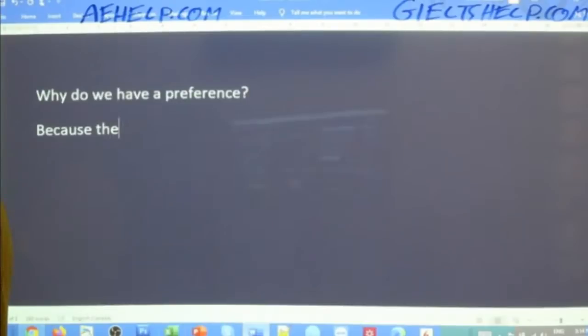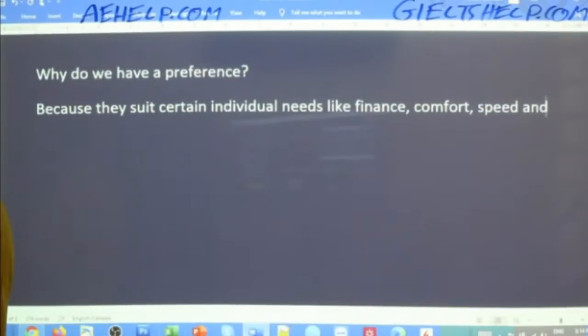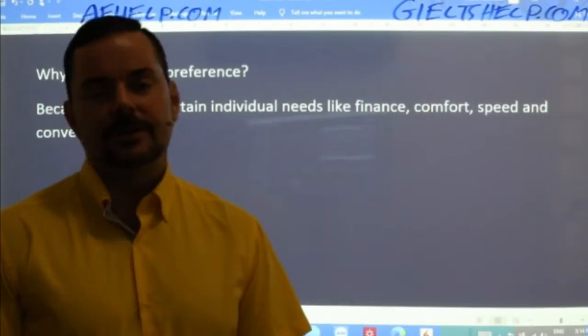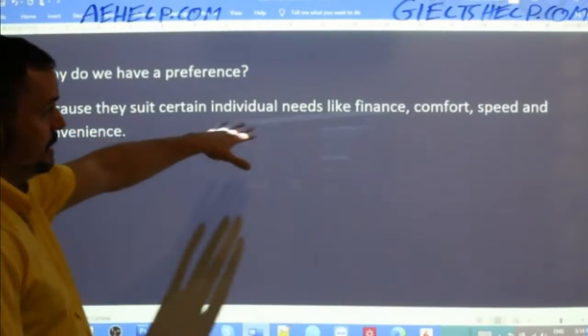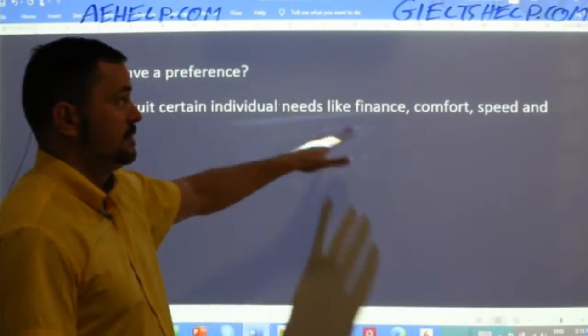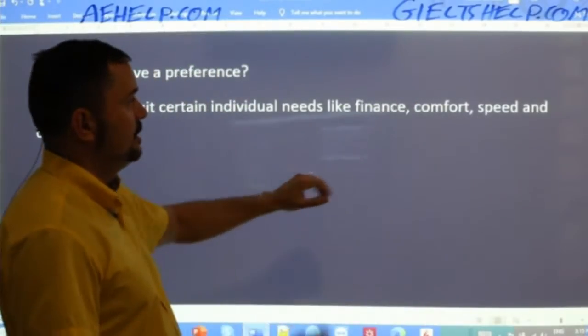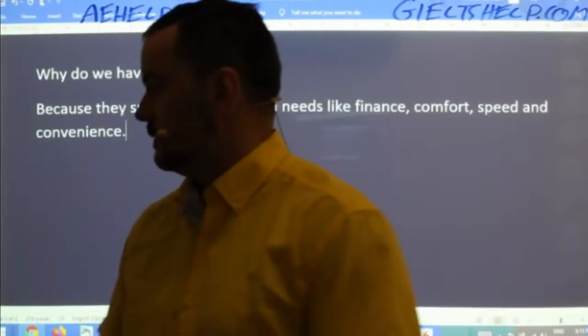So why do we have these preferences? Because they suit certain individual needs like finance, comfort, speed, and convenience. Okay, so that's why we have this kind of preference in transport, because it suits our individual needs. Some people prefer a certain type of transport because it's cheaper, not necessarily because it's more comfortable. Others might prefer it because it's faster, not necessarily because it's cheaper, right? So preferences vary individual to individual, all right?